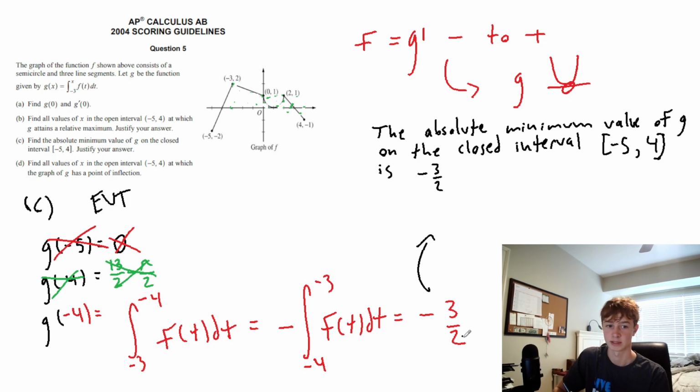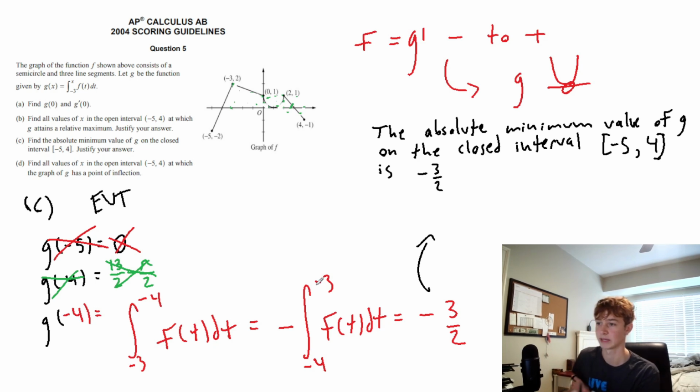But the reason we're using -3 over 2 and not -4 is because it's not asking for the x value, it's asking for the absolute minimum value. So if you have a function g that goes like that, and you're asked for the minimum value, you're not going to give the x value at which the minimum value occurs. You're going to give the actual output, what that minimum value is. So that's why we're using -3 over 2 and not -4. So the absolute minimum value of g on the closed interval -5 to 4 is -3 over 2, and then it says justify your answer.